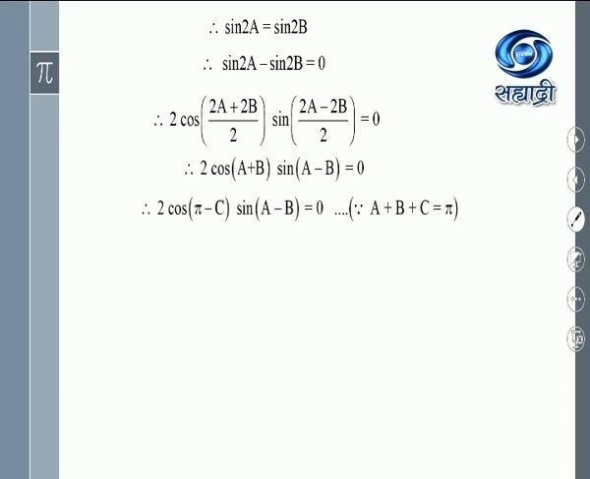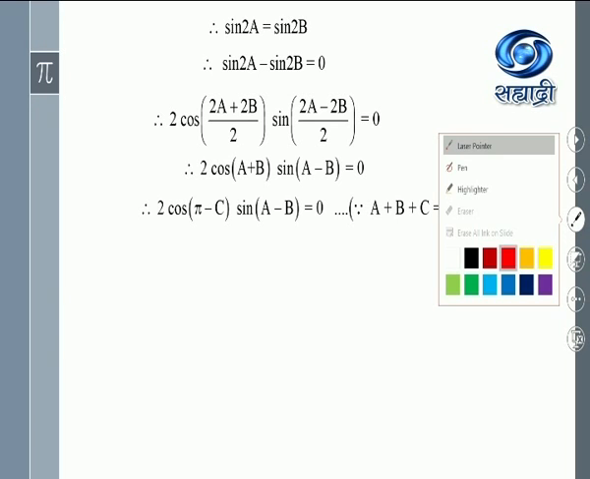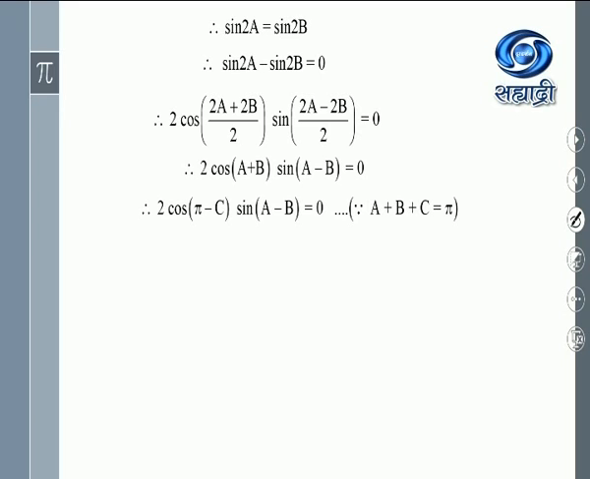Now this A plus B we write as pi minus C. Why? Because we know A plus B plus C is equal to pi. Which is the angle we need? A plus B is equal to pi. This term C we write to RHS. That becomes pi minus C. Further we need what? Cos of pi minus C.